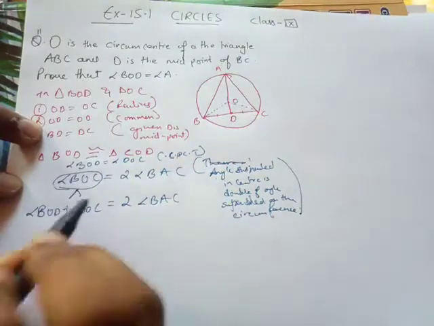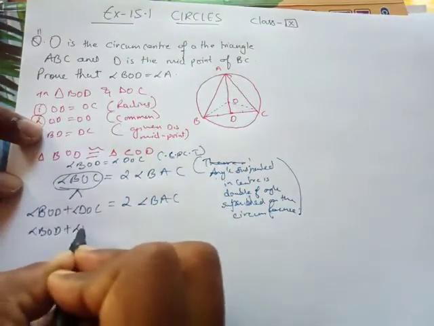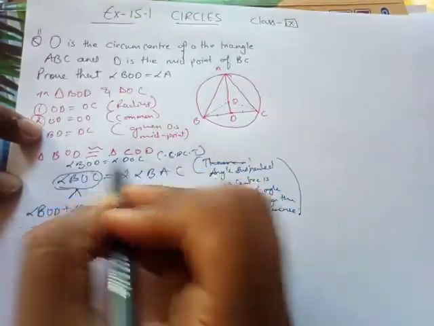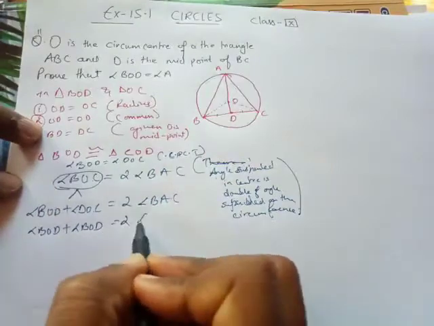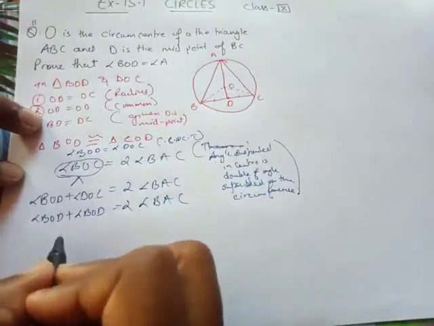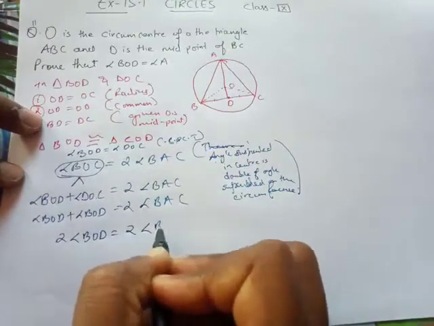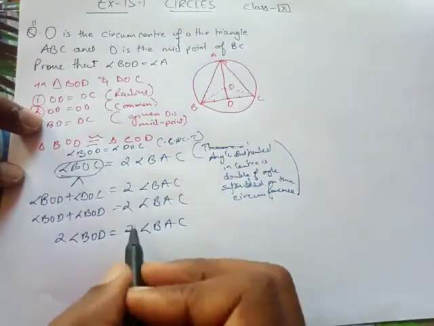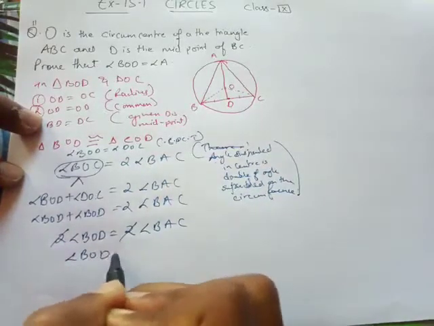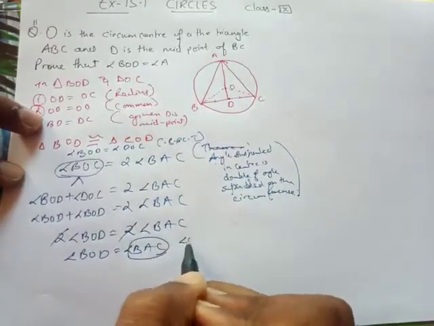So in place of both I can write the same angle, that is angle BOD plus angle BOD, because DOC is also equal to BOD, equals 2 angle BAC. Now if you have a look, both of them can be added, so 2 angle BOD is equal to 2 angle BAC. You can see on both sides the 2 can be cancelled out, and what is left is angle BOD is equal to angle BAC, and this is what I had to prove. This you can also write as angle A simply.